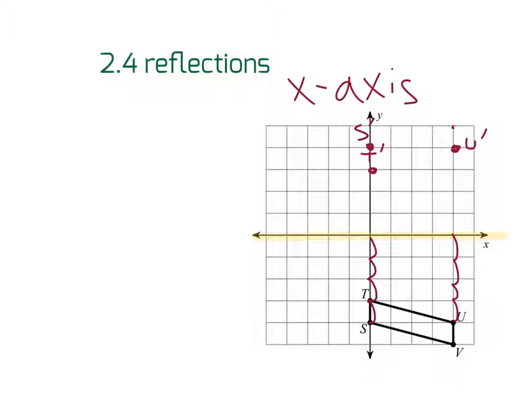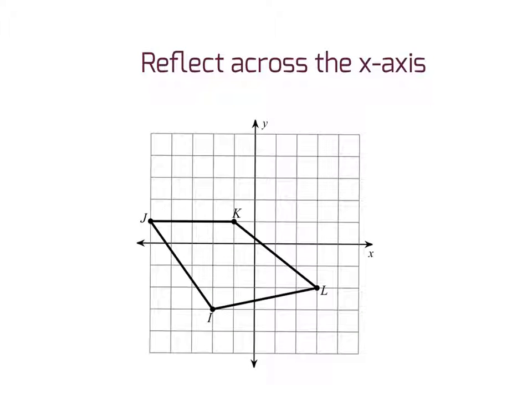And then V is right here. And that really is that simple. I like to label each point I plot so that I don't forget which is which. And there we have it. Let's look at another example.